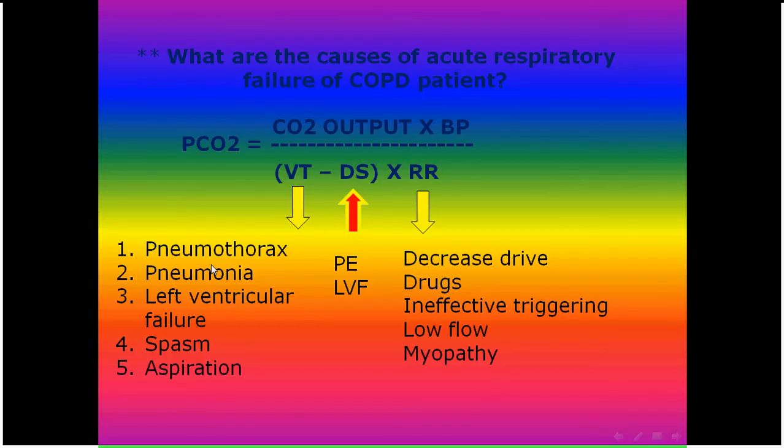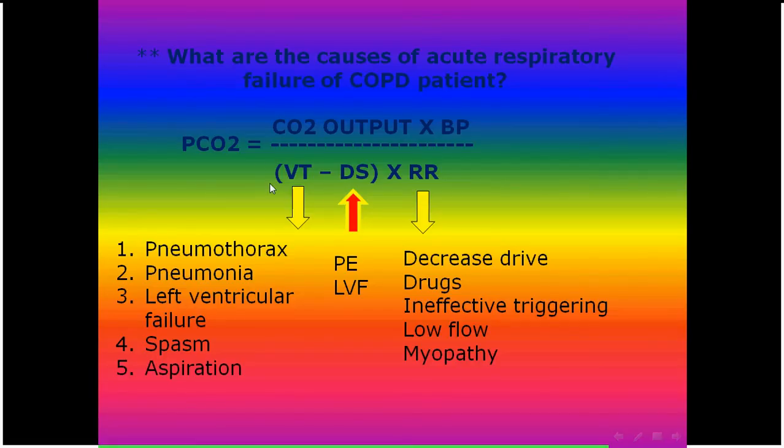tidal volume, for sure pneumothorax may be an important cause. We should consider it and keep it in mind. This is a major cause, or sometimes pneumonia or aspiration. This is another important factor. The third factor is left ventricular failure, which will result in a decrease in this alveolar volume. And at the same time, the most important one, which is bronchospasm.